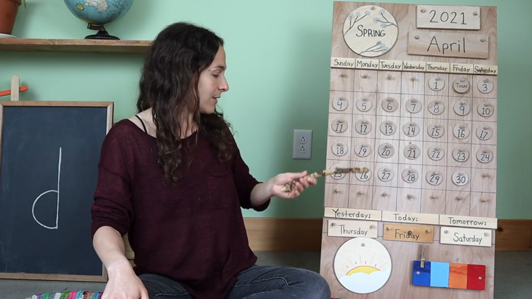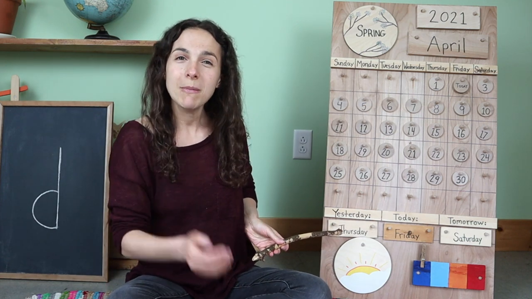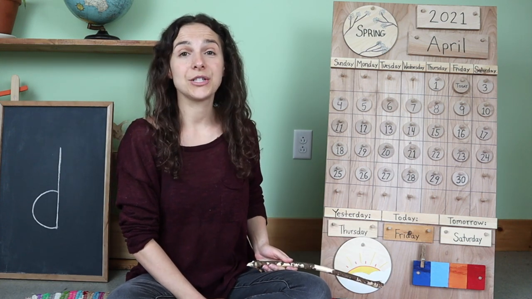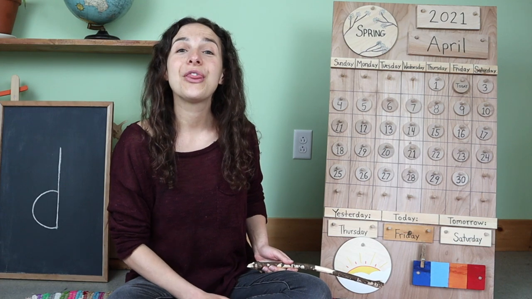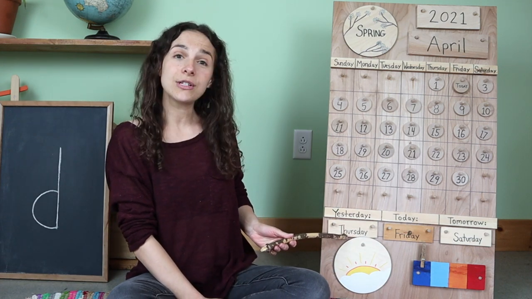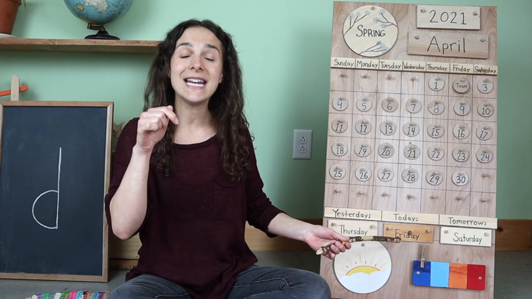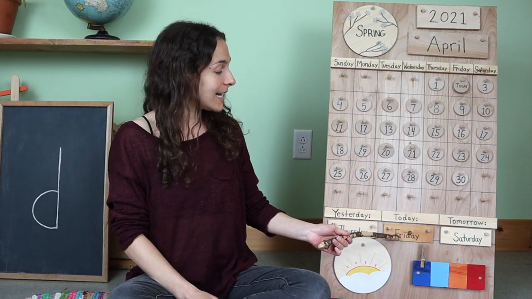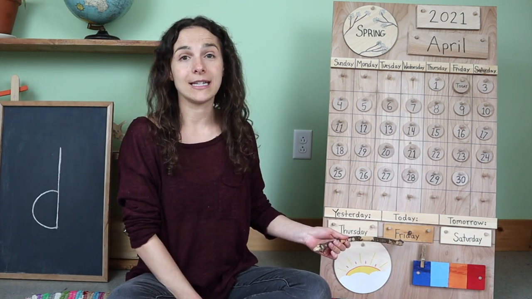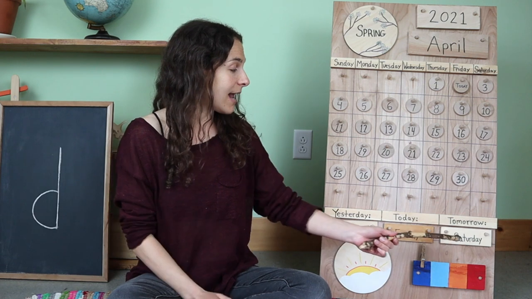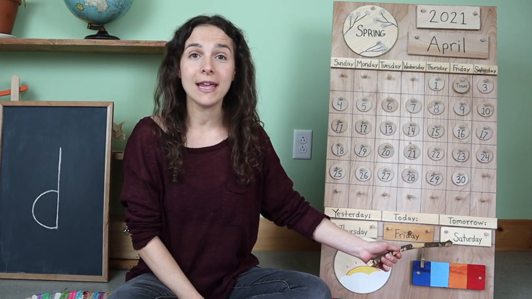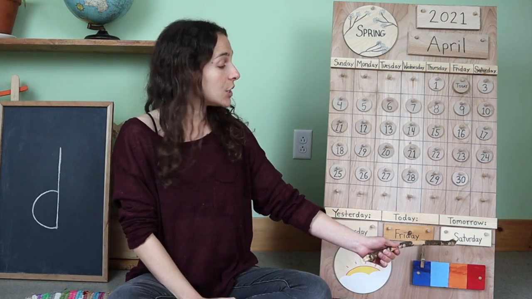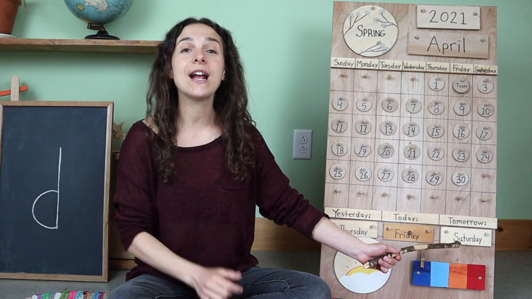Let's travel down, down, down to the bottom of the chart. Do you remember what the day was yesterday? Here's your clue. Yesterday was Thursday. Yesterday was Thursday. So that means that today is Friday. Today is Friday, the last day of the weekday. And if today is Friday, that means that tomorrow will be, here's your clue, Saturday. Tomorrow will be Saturday, the first day of the weekend.